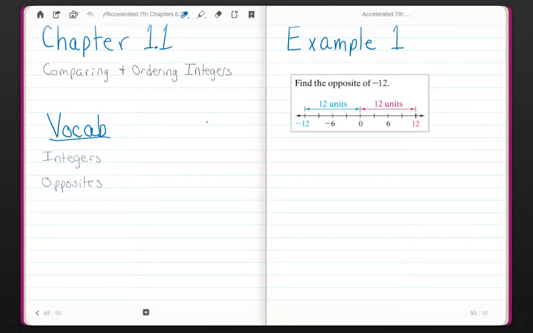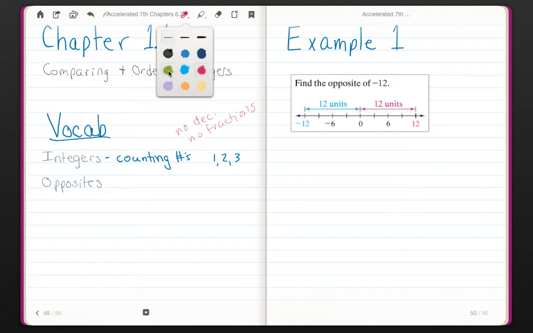Chapter 1.1, Comparing and Ordering Integers. So integers, I like to say, are our counting numbers. For example, 1, 2, 3. Counting numbers or integers do not have decimals. No decimals, no fractions. But they do have negatives.